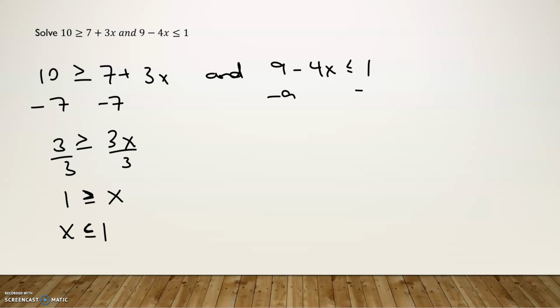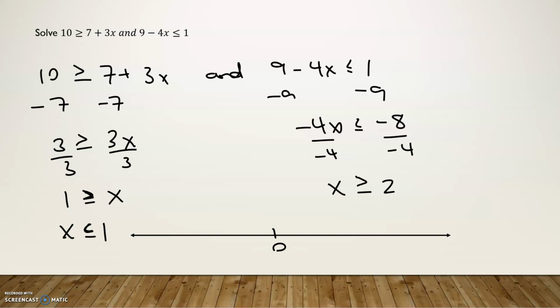Okay, I'm going to subtract 9. -4x less than or equal to -8, divide by -4. So x will now be greater than or equal to a positive 2. On our line graph, we've got 0, we've got 1, and we've got 2. Let me space it out a little bit more. For this one, we're going to have a closed circle on 1, and then we're going to go this direction. And for this one right here, we're going to have a closed circle on 2, and we're going to go this direction right here.